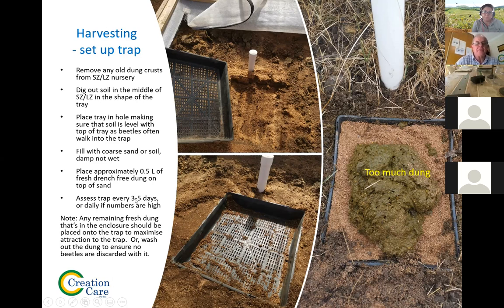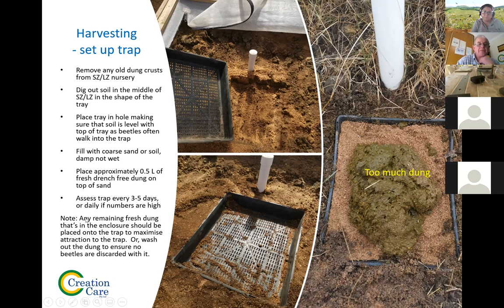So, I was saying trap every 3 to 5 days, and that's exactly what we're doing at the moment. I'm trapping twice a week, once is 3 days apart and once is 4 days apart. Daily, if numbers are high. We've definitely had times with vaca where we harvested 100 to 120 beetles a day, and we harvest every day. If that's happening, you'll see, and you'll just revert to a daily harvest.